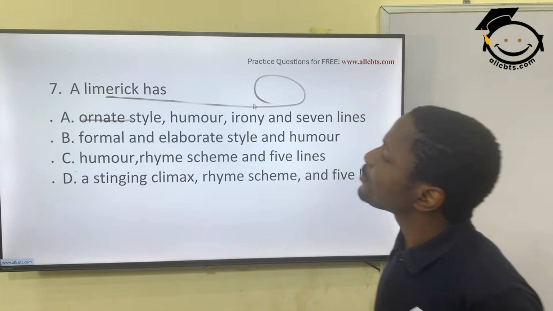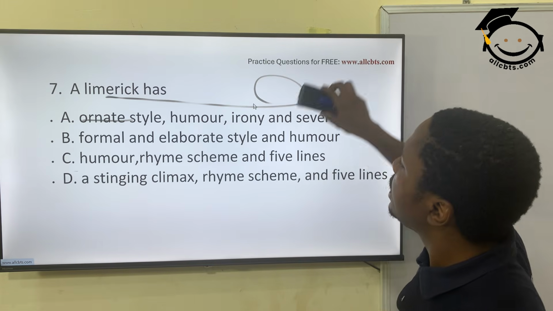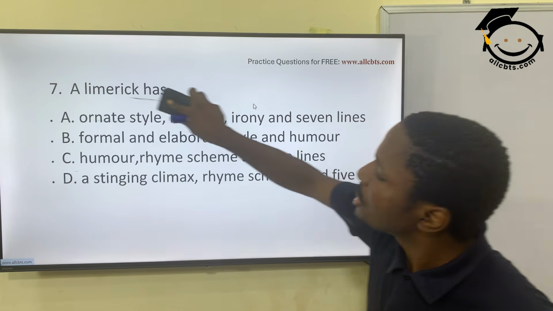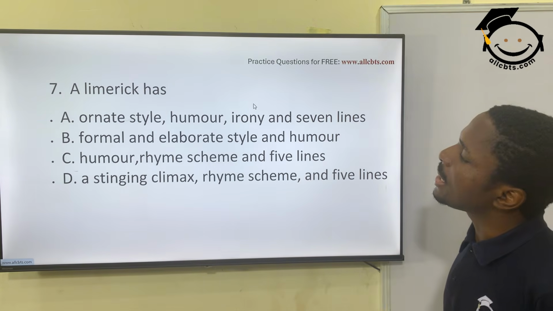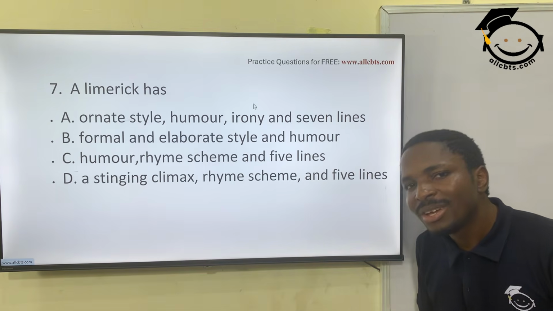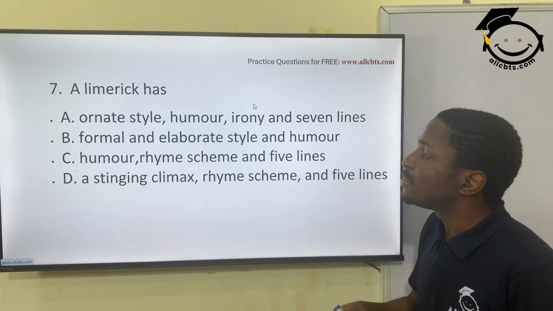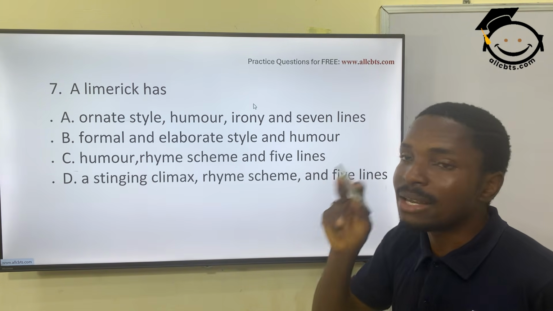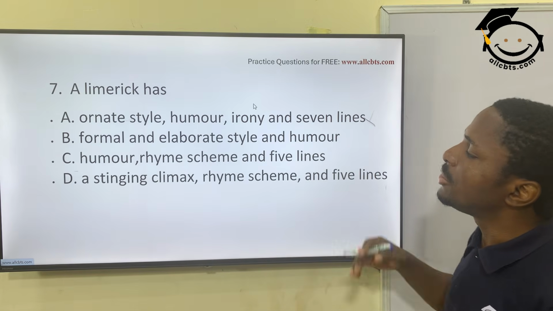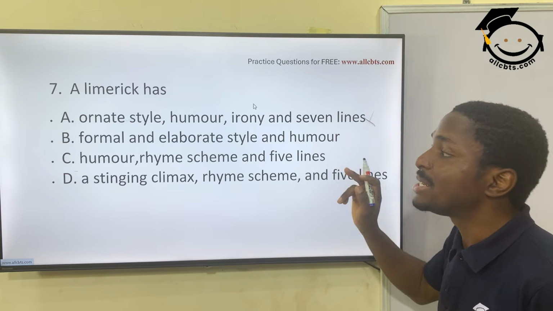Question 7. A limerick has dash. A, an honest style, humor, irony, and 7 lines. No. A limerick has 5 lines. Never forget it. So since I see 7 lines here, that makes this wrong. B, a formal and elaborate style and humor.